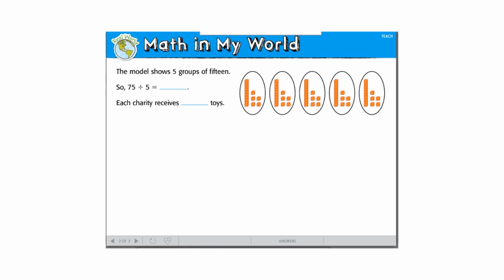So, again, like I showed you earlier, what we did yesterday goes with this. It's not separate and it's not a different kind of problem. It's all division. So 75 divided by 5 is 15. So each charity receives 15 toys, and you can see the picture there of what the model would look like.